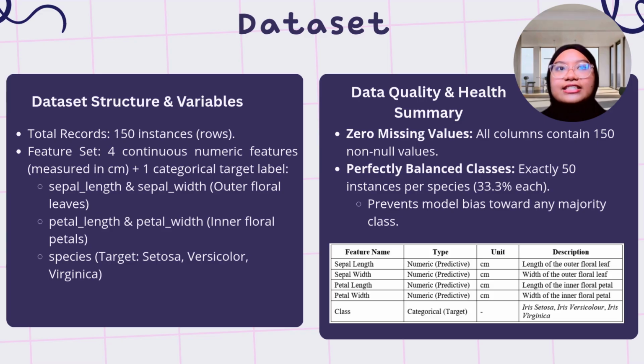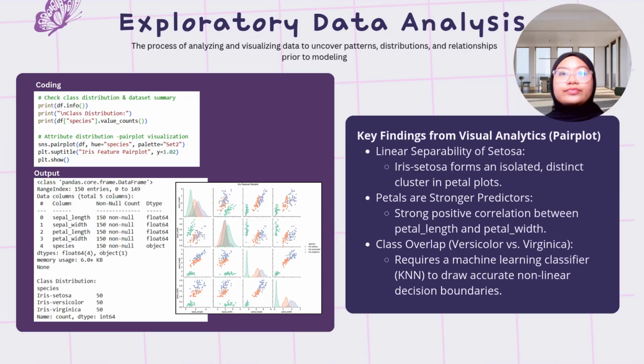performance. Looking at the dataset structure, we have 150 total records containing four continuous numeric features: sepal length, sepal width, petal length, and petal width, and one categorical target class. In terms of data health, there are zero missing values across all columns, and the classes are perfectly balanced with exactly 50 instances per species. This ensures our models won't develop bias to any majority class.